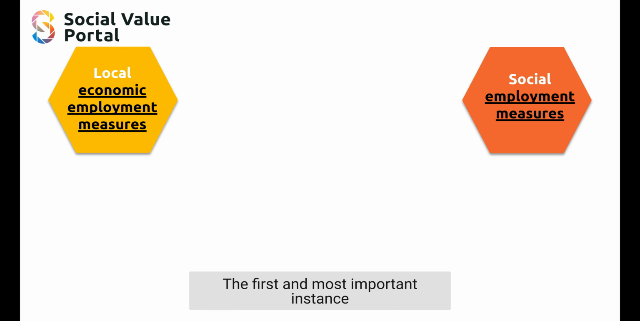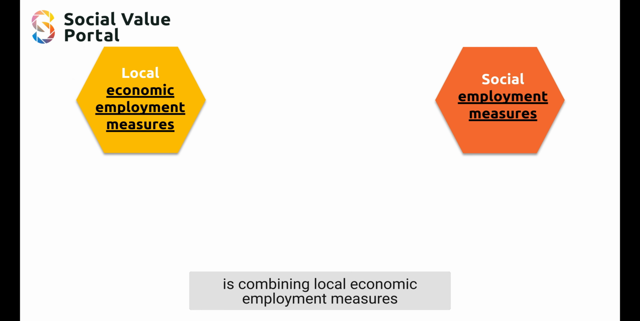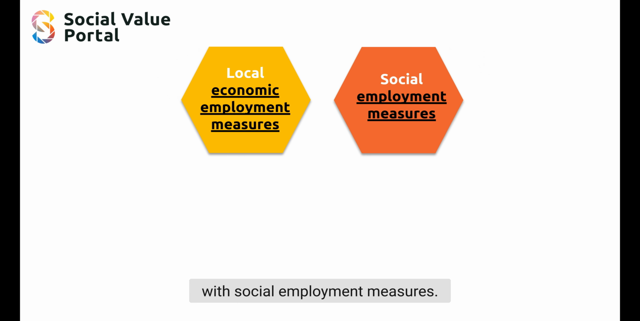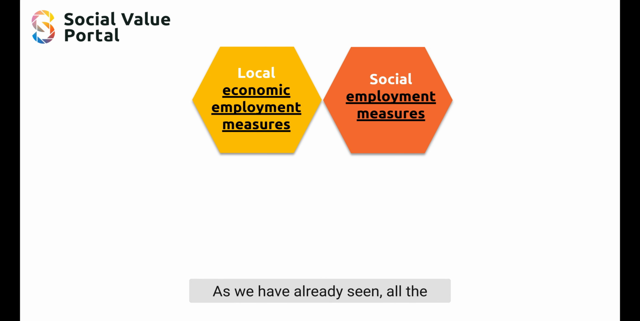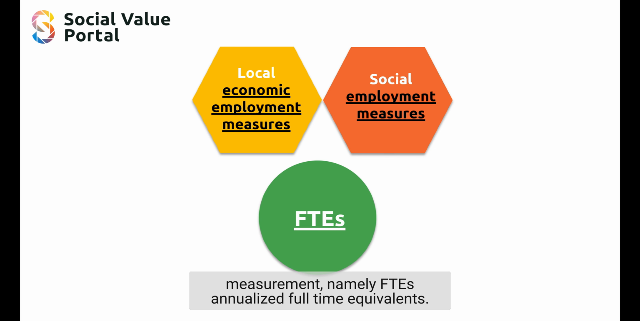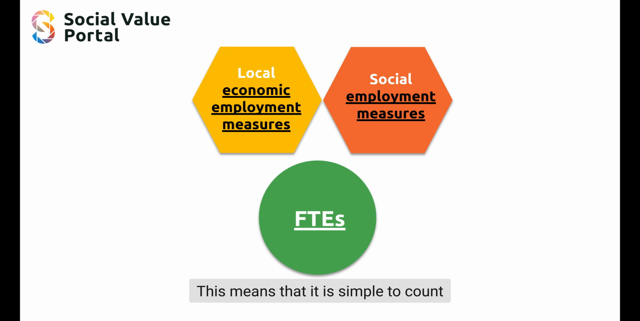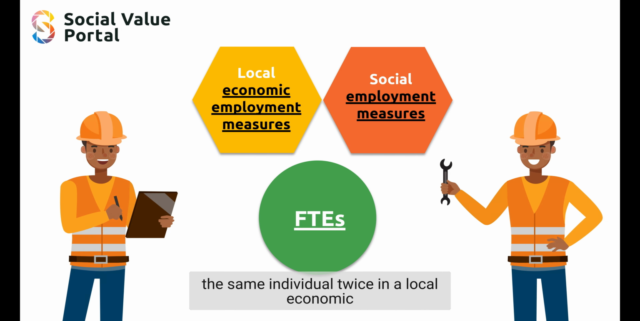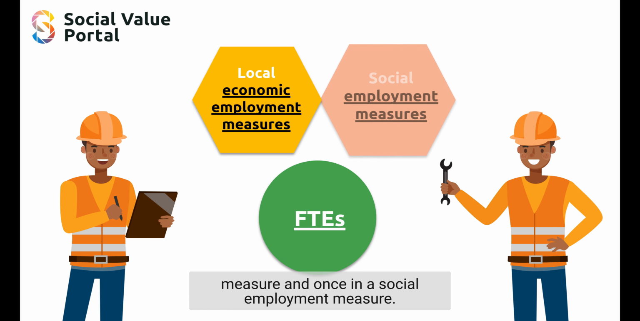The first and most important instance is combining local economic employment measures with social employment measures. As we have already seen, all the employment measures use the same unit of measurement, namely FTEs, annualized full-time equivalents. This means that it is simple to count the same individual twice, once in a local economic measure and once in a social employment measure.